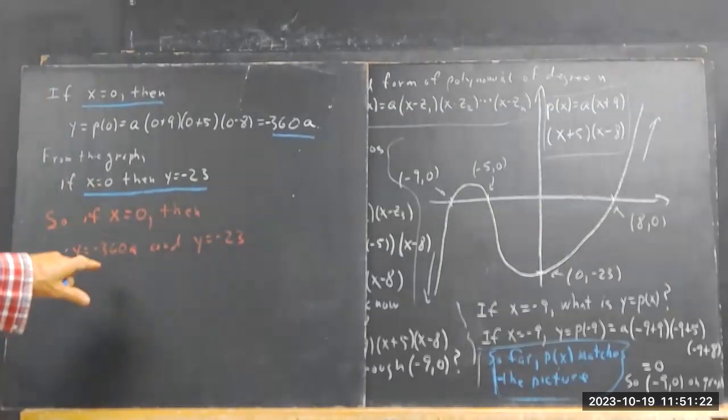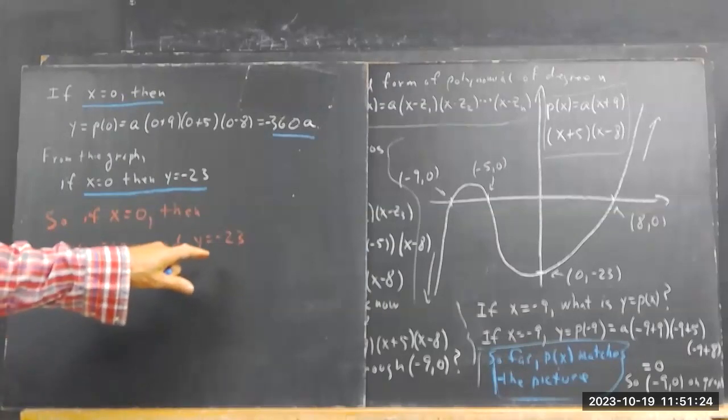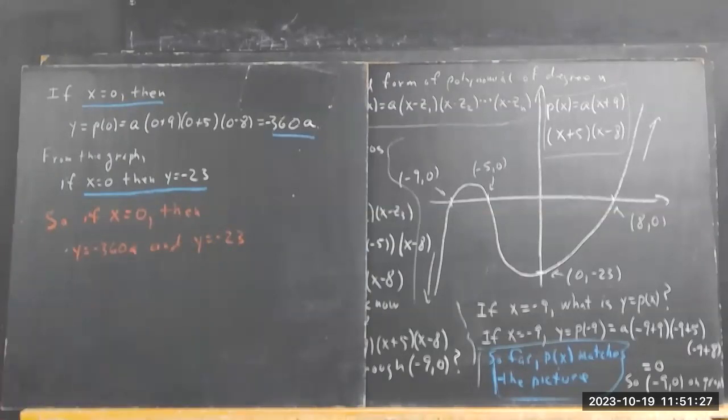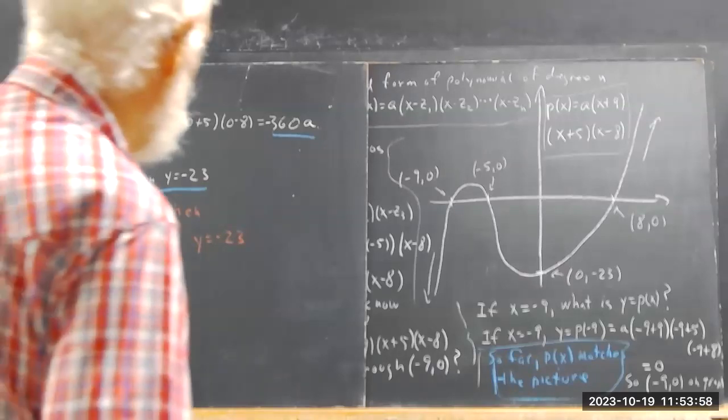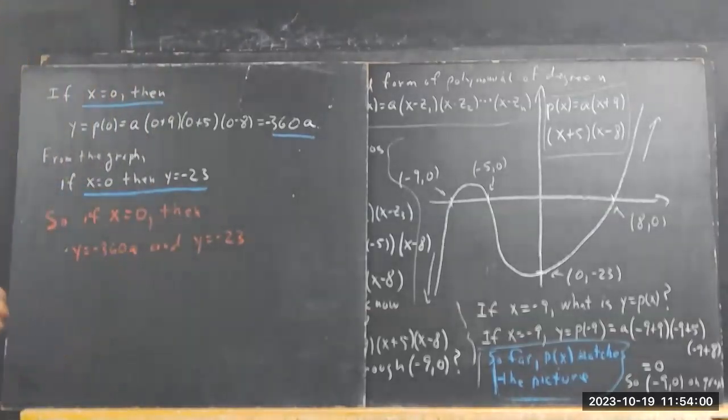If x equals 0, then y equals negative 360a, and y equals negative 23. What does this tell you? Okay, now what I just said is what's our conclusion here?